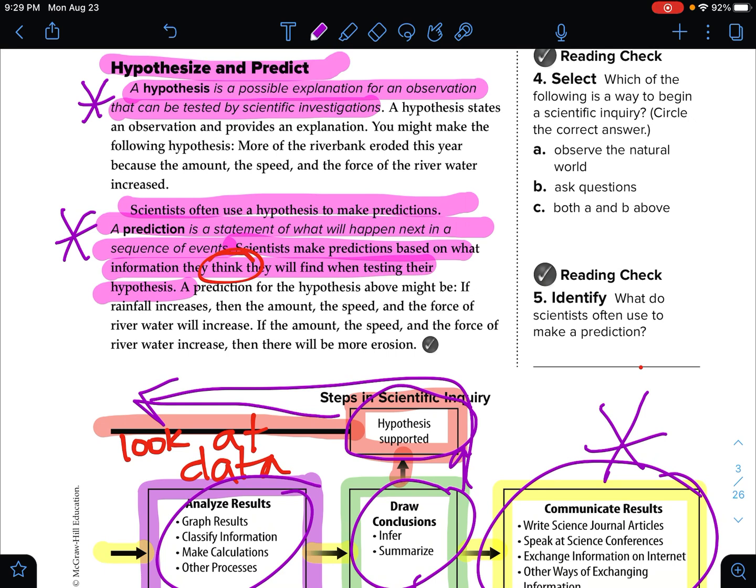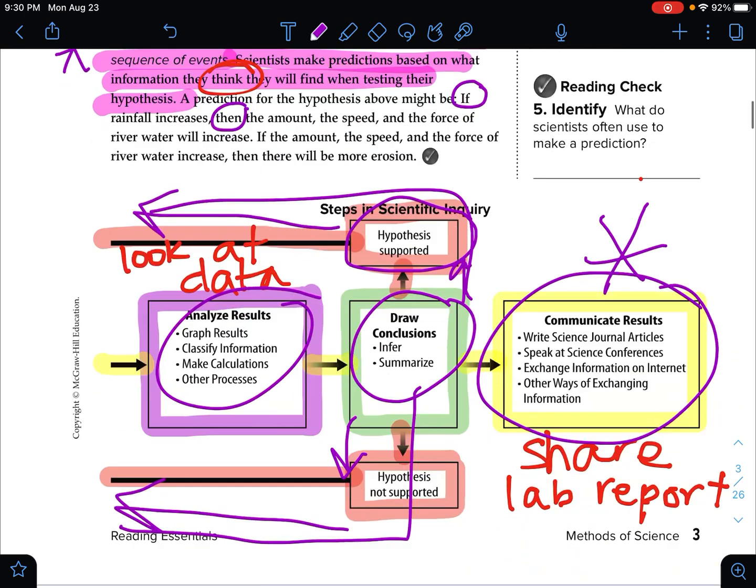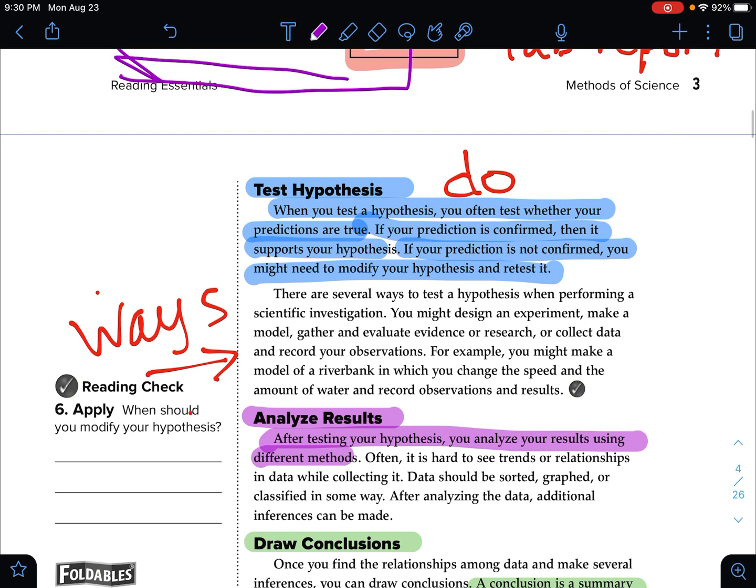So a hypothesis we're going to learn is an if-then, and we're going to go on and add the because statement. They have just the if and the then. If the rainfall increases, then the amount, the speed, and the force of water will increase. So if and then we're going to go on and write because. If the amount, the speed, and the force of water increases, then there will be more erosion. All right, so we're going to come down and test that hypothesis. It's what we are going to do.